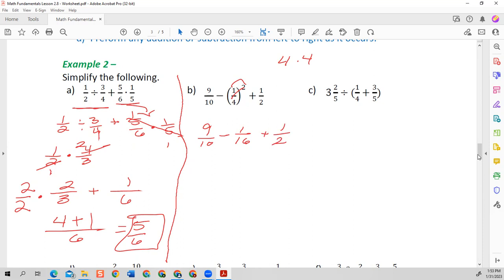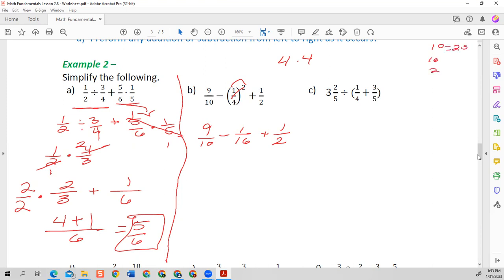Okay. Plus that 1 half. Now we got it written as subtraction plus. So reading left to right, the subtraction is going to come first. I also noticed that the denominators are 10, 16, and 2. So they're not all the same denominators, and so I can't add or subtract without having a common denominator. So let's do that. If you need to, come over here: 10, 16, and 2.